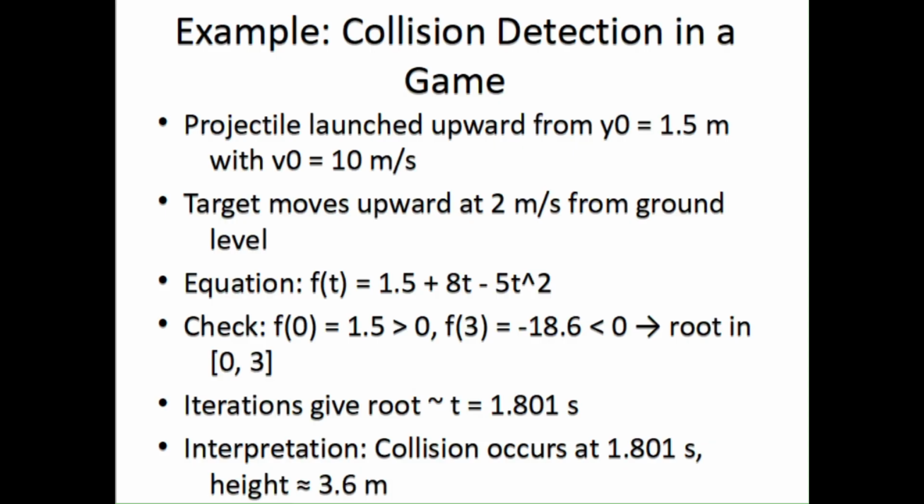Imagine a scenario. A grenade is thrown upward from height 1.5 meters with an initial vertical speed of 10 meters per second. At the same time, an enemy is moving upward on an elevator at a speed of 2 meters per second. We want to know if and when the grenade and the enemy meet. Not to forget, the gravity force equals 10 meters per second squared.